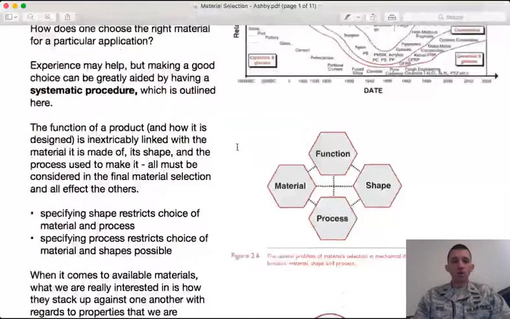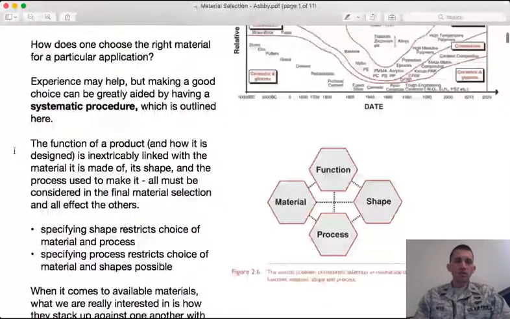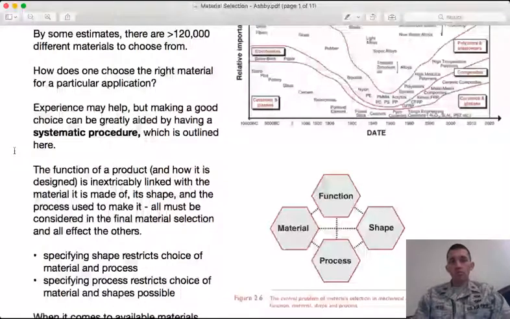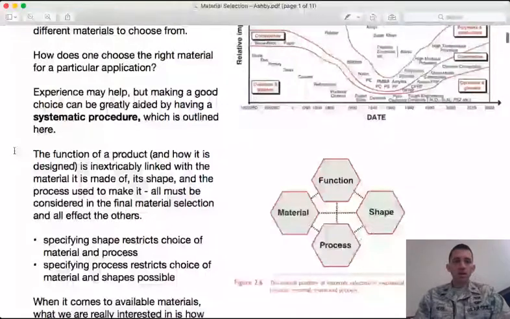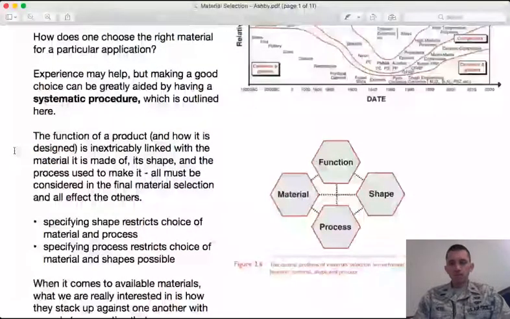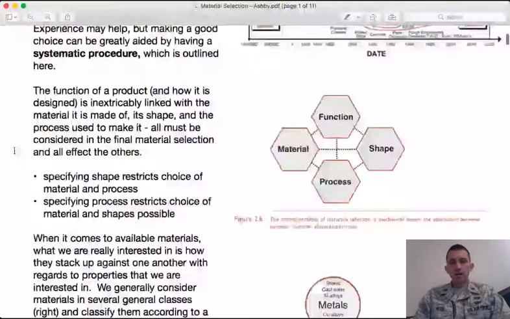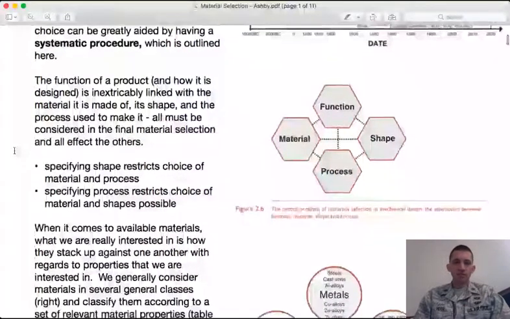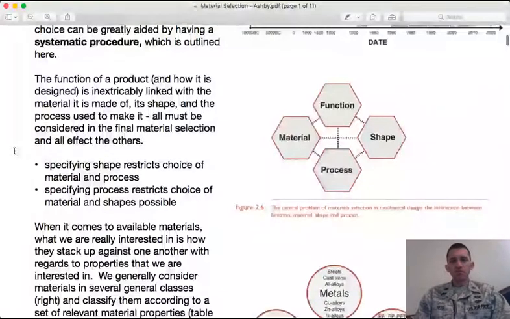broad, very open, and so then you could say, well, I'm going to think out of the box, and maybe I pick a material that I've never used before. But if you're looking at 120 different choices, how do you make that choice? And so it's helpful to have a systematic procedure, which is what the latter half of this talk will outline and illustrate with a couple of examples.